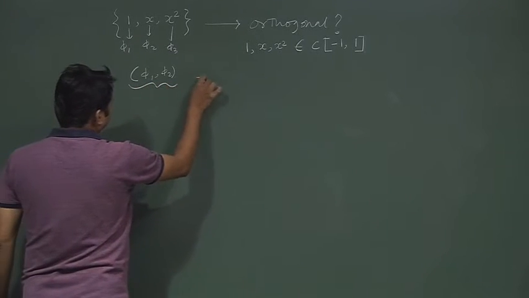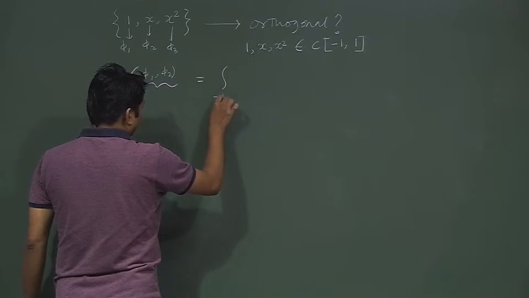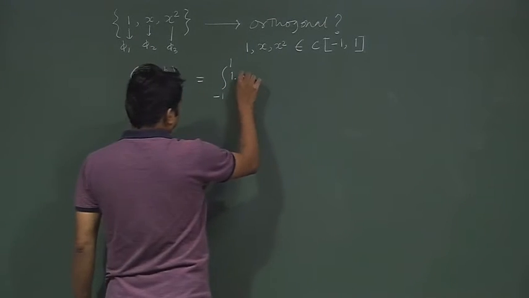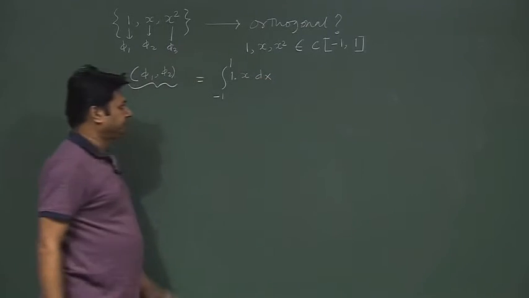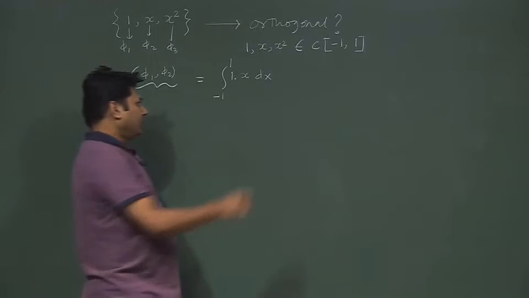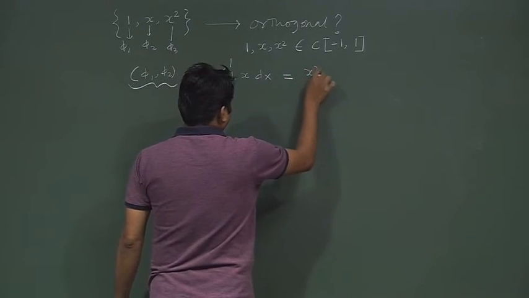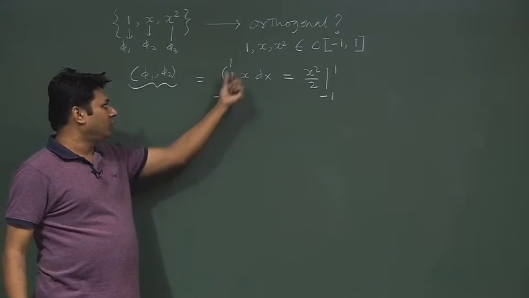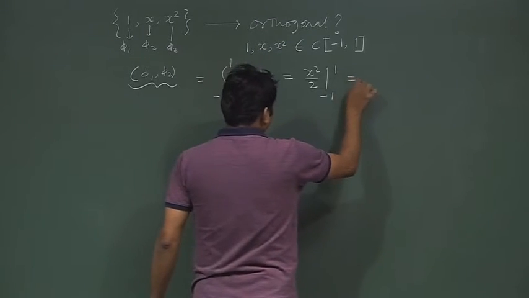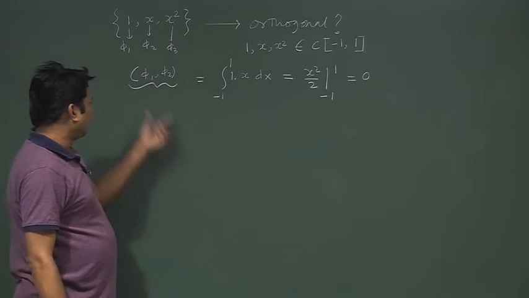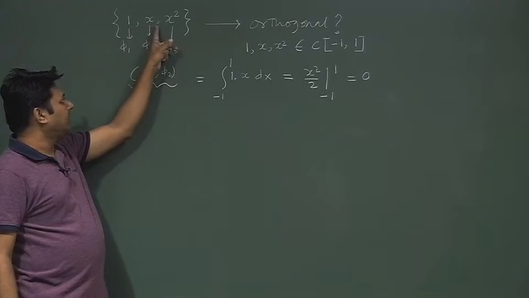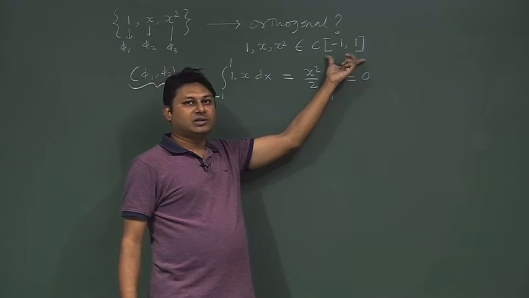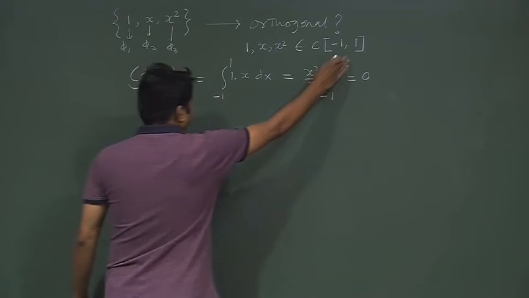So, this quantity is nothing but the integration from minus 1 to 1 of phi 1, which is 1, multiplied by phi 2, which is x, dx. Now, this quantity is nothing but x square by 2 from minus 1 to 1, but before that you can already see that this is an odd function with limits minus 1 to 1. So, obviously it will be 0. If we compute it, we get the result 0. So, that means phi 1 and phi 2, here 1 and x, are orthogonal to each other, at least with whatever limit I have. The definition of the function is within this closed interval.